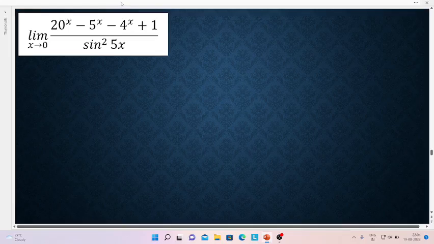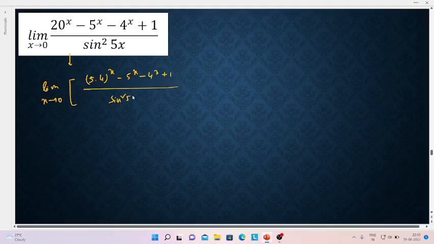I think we crossed our time boundary, since we started late, but let me give you some hint so that you can try to do it by yourself. First of all, you have to check whether the substitution will be applicable or not. It will not be applicable after substituting the value. You have to write 20 to the power x as 5 times 4 to the power x, minus 5 to the power x minus 4 to the power x plus 1, and sine square 5x will be as it is.